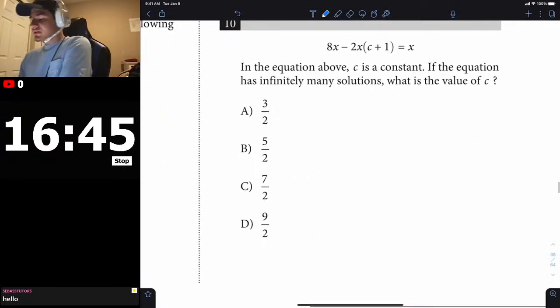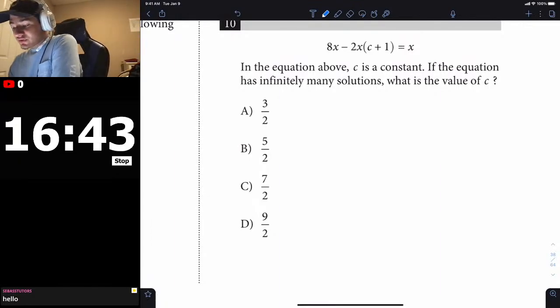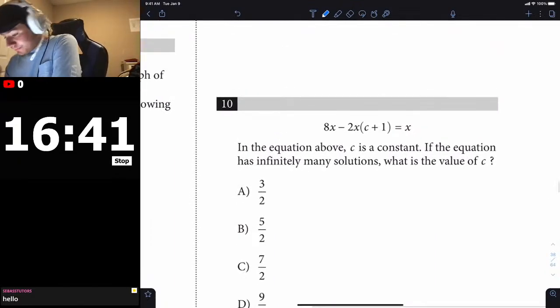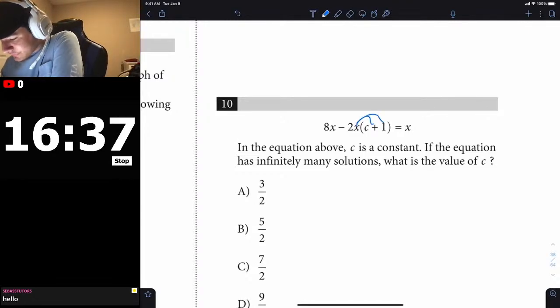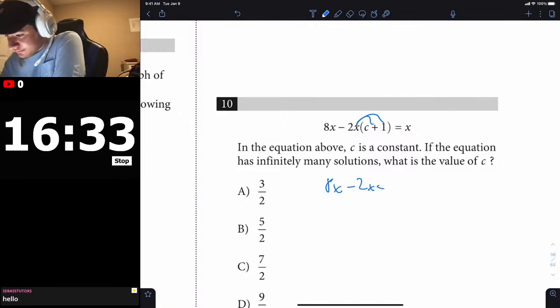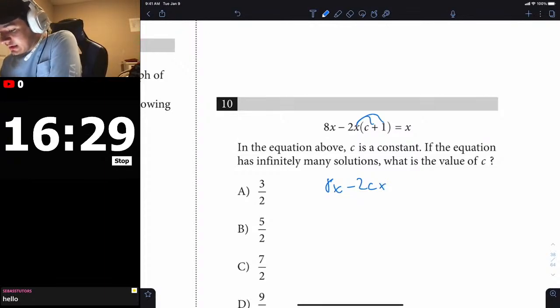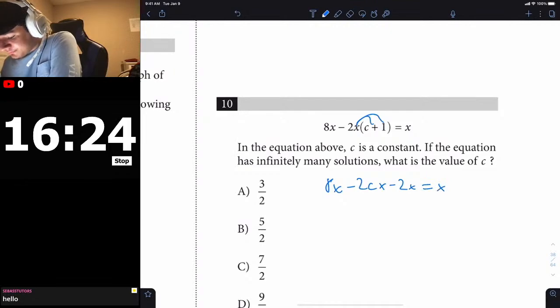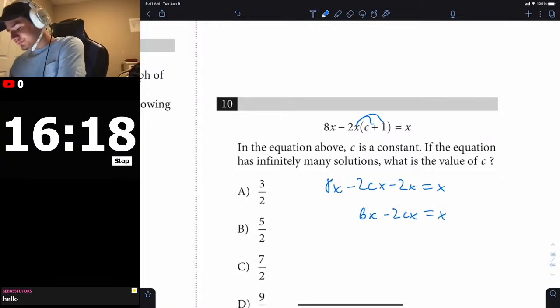In the equation above, C is a constant. If the equation has infinitely many solutions, what is the value of C? Okay. I'm going to go ahead and distribute first. So I get 8x minus 2cx minus 2x, and then that's going to equal x. 8x minus 2x is 6x, combining like terms, so we get 6x minus 2cx equals x.